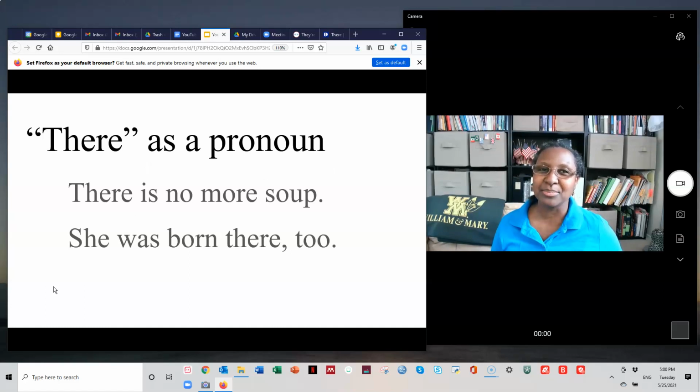T-H-E-R-E, the word there as a pronoun, is exemplified here. It is introducing a sentence that contains the subject at the end and the verb in front of it, such as there is no more soup. Also, she was born there too. There is a pronoun. For example, if I talk about two friends, Jack and Jill, Jack was born in Chicago, and Jill was born there too. I've now used the word there to replace the word Chicago.